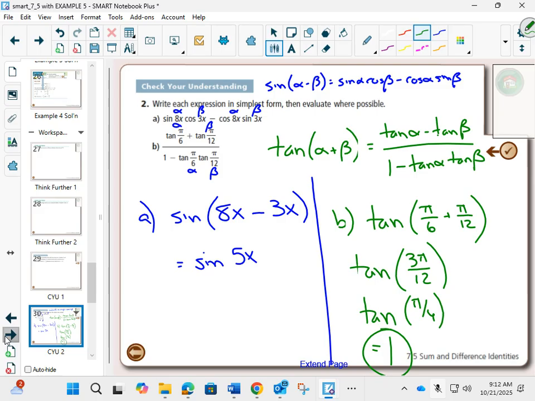Questions to circle for number 2, 4, and 5.